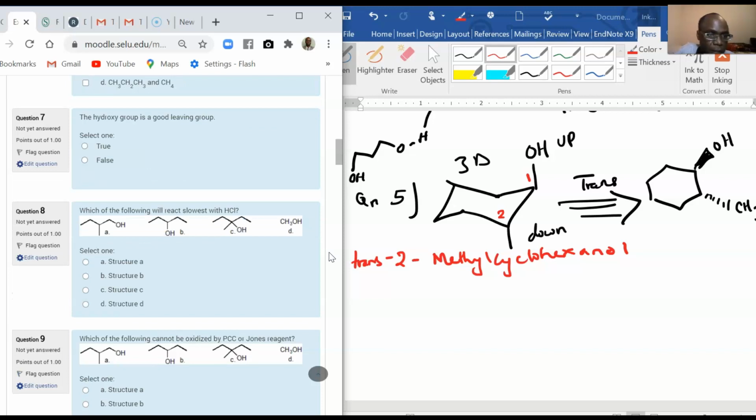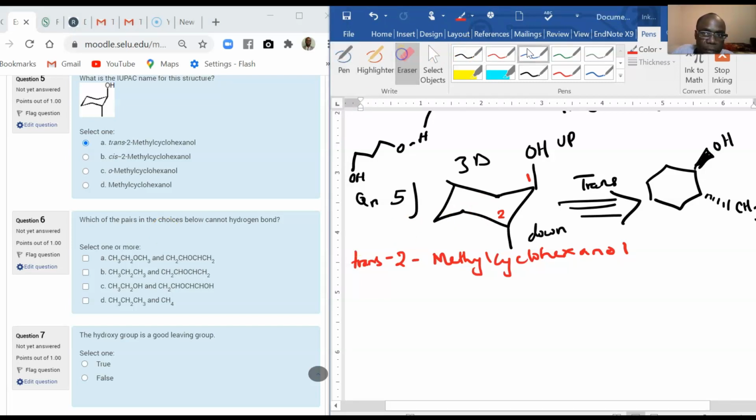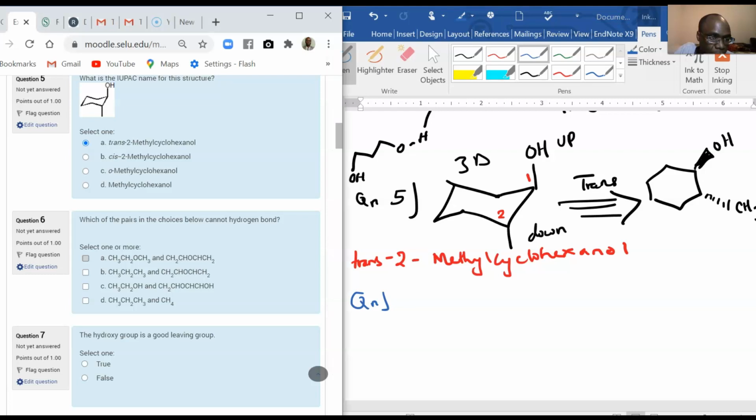Which of the pairs in the choices below cannot hydrogen bond? Okay, so for the pairs to bond, you have to have both of them having some OHs or NHs. So there's no OH here. That's an ether, and that's an ether. So no hydrogen bonding possible for that set.